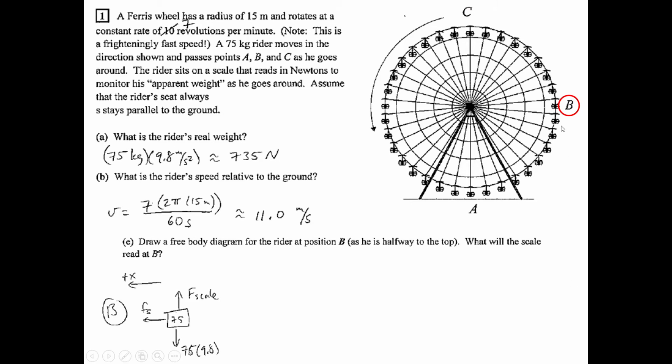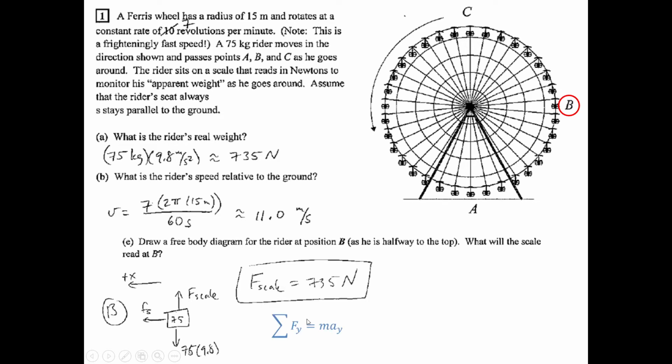Finally, position B. Again, in this case, the acceleration at position B is left towards the center of the circle, so I'm going to take plus x to be towards the center of the circle. The scale force still points up, the weight force still points down, but there also apparently has to be a static friction force, because I know I'm accelerating to the left, and these two forces are not going to help with that fact. So there must be a static friction force pointing to the left. Let's figure out how big it is.